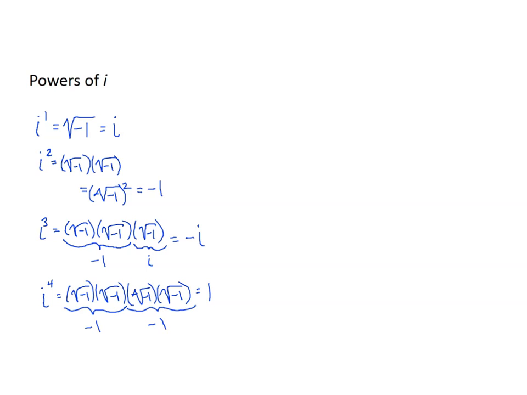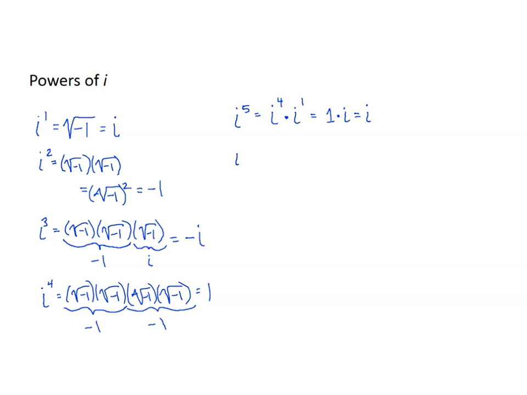All right, let's do a few more. Let's do i to the fifth. Well, if you remember your exponent rules, we can break i to the fifth up into i to the fourth times i to the first. We know that i to the fourth is 1, and we know that i to the first is just i. So we end up with i.